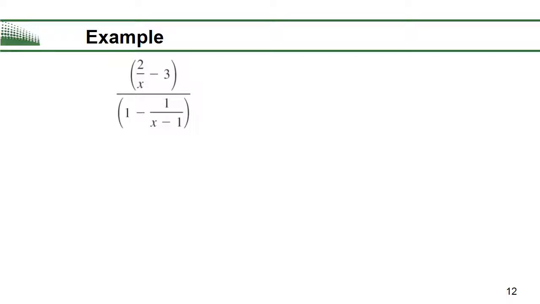Last year in Algebra 2, we learned an alternate method, which was to find the least common denominator for all the little individual fractions and multiply everything by that. If you remember that and you prefer that, you may do that also. Pause the recording, try the example, and then resume to check your answer.